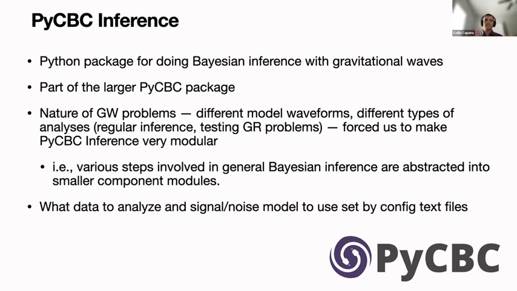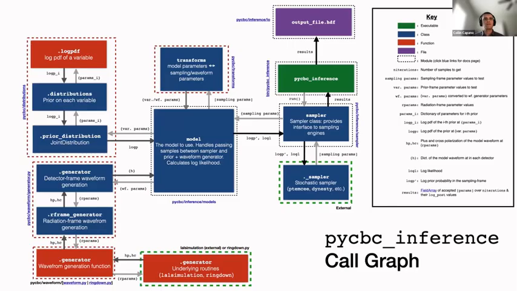What this means is it really has forced us to break things down into the steps of Bayesian inference into their components, and try to abstract that as much as possible in the code. To give a visual representation of that, this is a call graph showing what PyCBC Inference looks like. I don't mean for you to understand all this, there's just a lot in here, but this is just to highlight that these different steps of doing Bayesian inference are broken out into different modules in the code.